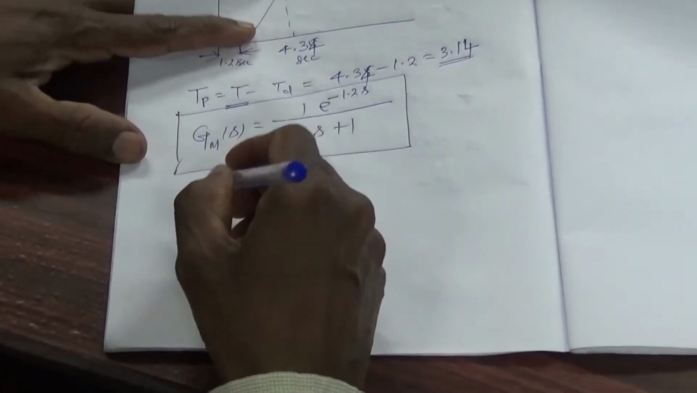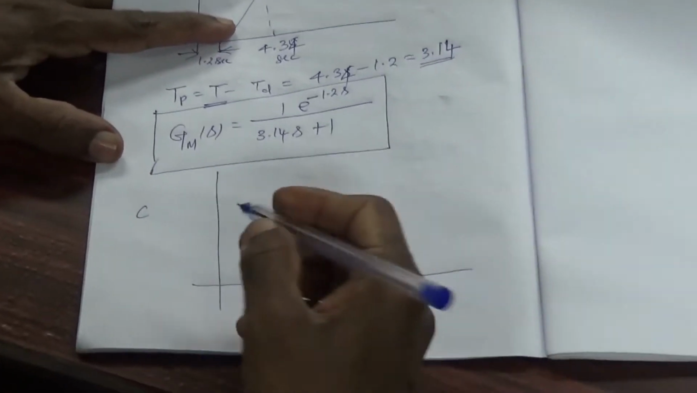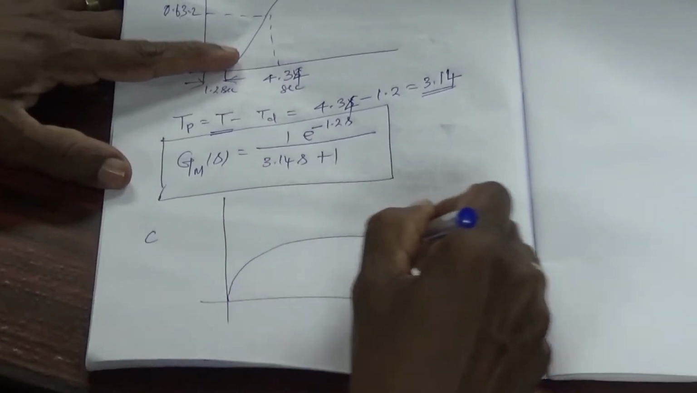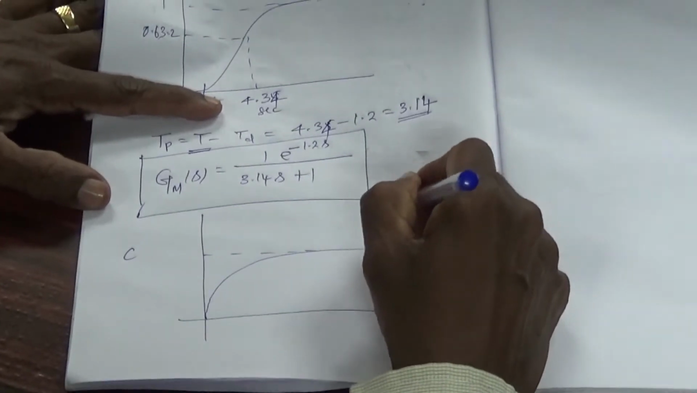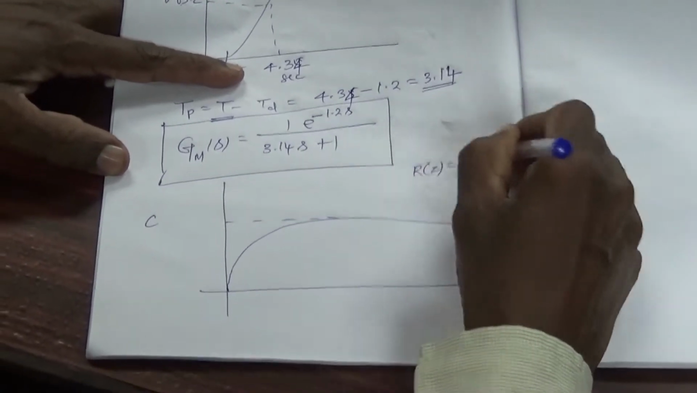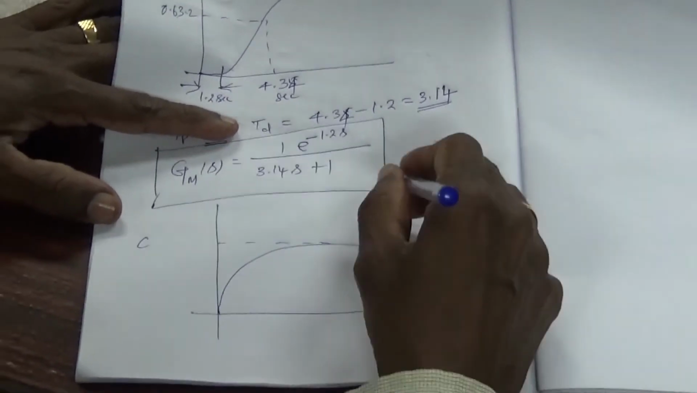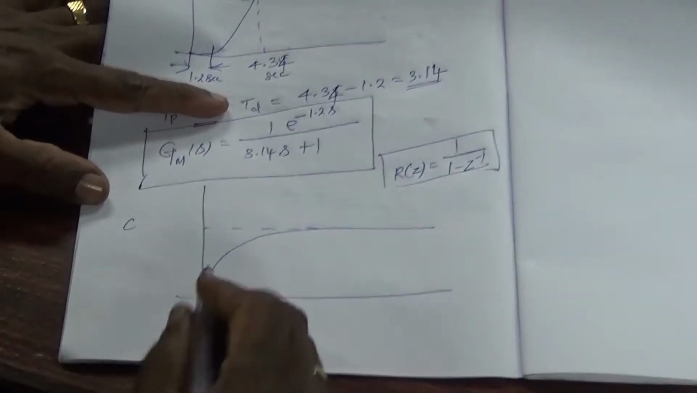Now let us assume that the response of the controller is settled after one sampling period. That is, we are going to give a step input and obtain the step response. That is, R(z) equal to 1 by (1 minus z power minus 1) is the input set point.